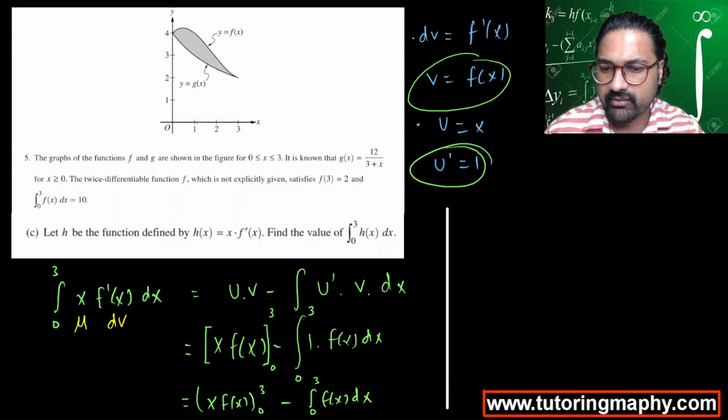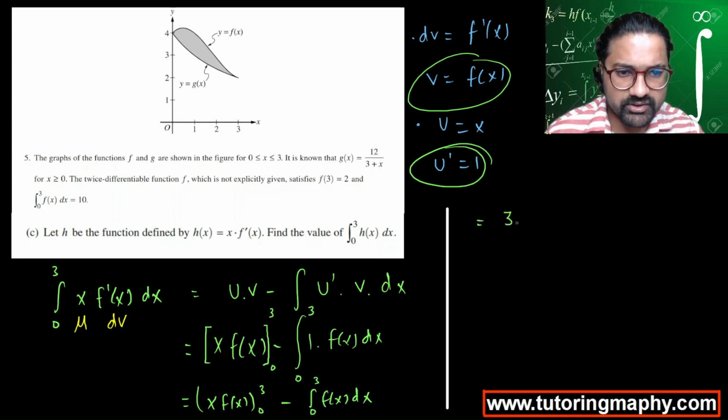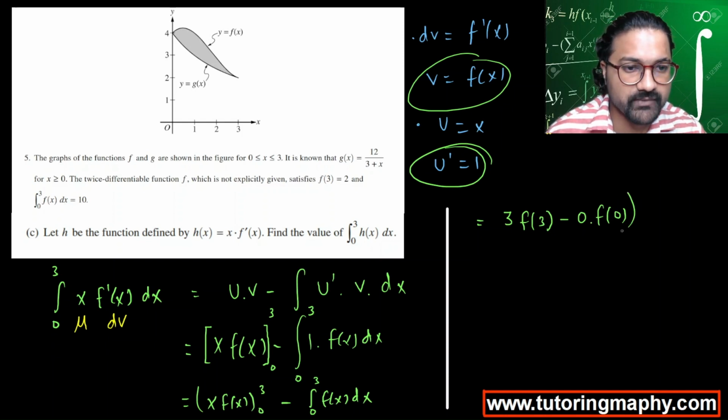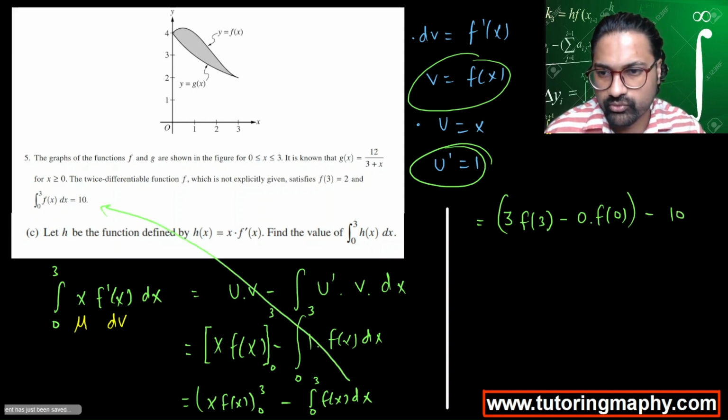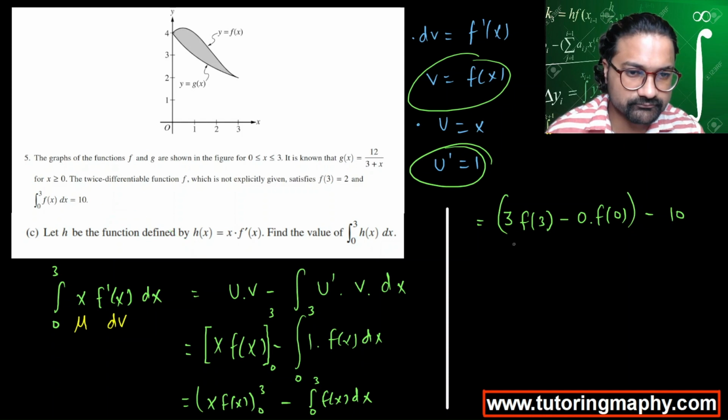Okay, so the upper limit is going to be 3 times f of 3, right? Yeah, upper limit is 3 times f of 3 minus the lower limit, 0 times f of 0. Why am I overlighting f of 0? 0 times f of 0 is 0. Okay, anyway, I've written that. Minus the integral from 0 to 3 of f(x) dx is 10, like I said. There you go. All right.